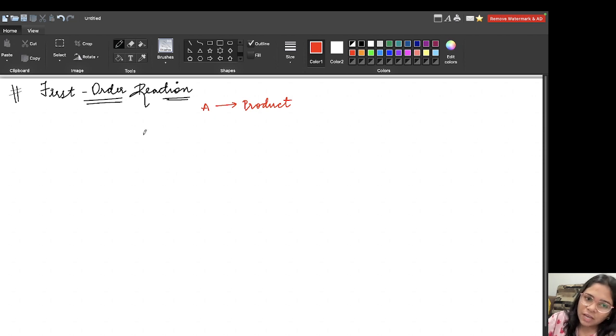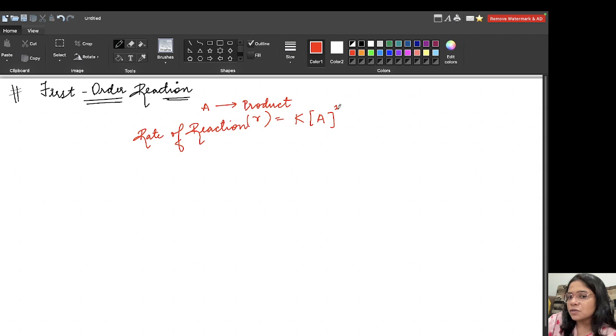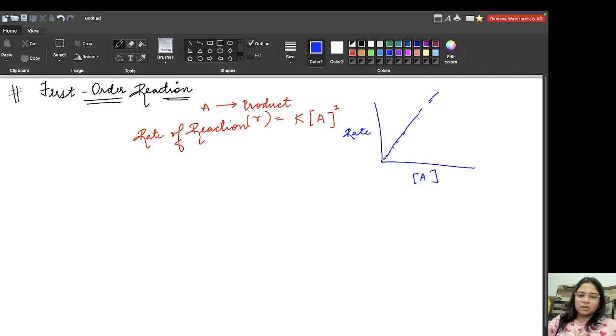And what will be the rate of reaction? The rate of reaction R will be equal to K[A] raised to the power 1. In zero order, do you remember, it was equal to 0, but here R equals K[A] raised to the power 1. It means as the concentration of A increases, the rate of the reaction is also increasing. Like, see through the graph: concentration is increasing, then rate is also increasing.